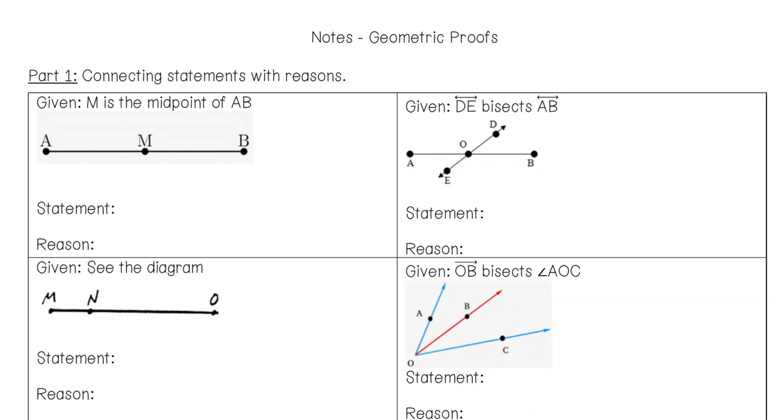So in part 1, it says given that M is the midpoint of AB. I'm considering this diagram where M is between A and B, and that would let me know that these two segments would have to be congruent and therefore equal. So a statement that I could write in my proof would be that the segment AM is equal to MB. I could also write that AM is congruent to MB. Either one of those is true because remember this first one is talking about the measures being equal and the one on the right is talking about the segments being congruent.